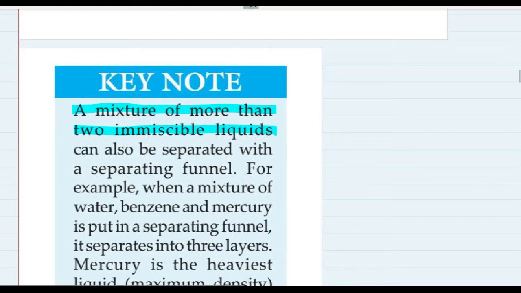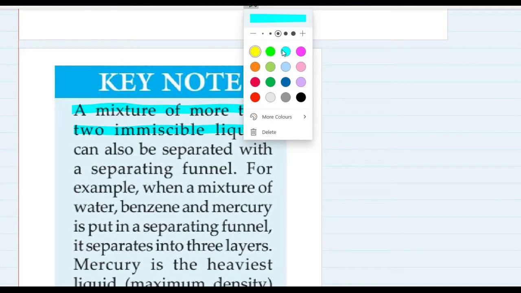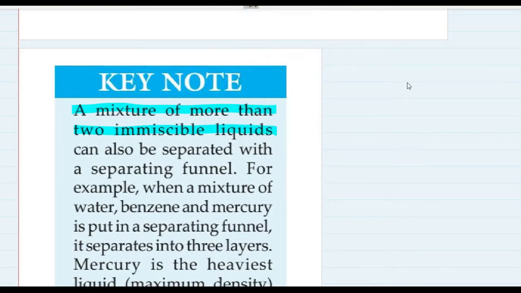We saw a mixture which contained two immiscible liquids, that is water and oil. But what if you have more than two immiscible liquids? A mixture of more than two immiscible liquids can also be separated with the help of a separating funnel.